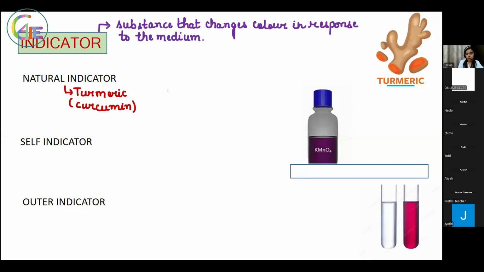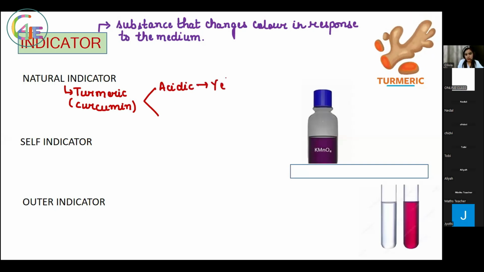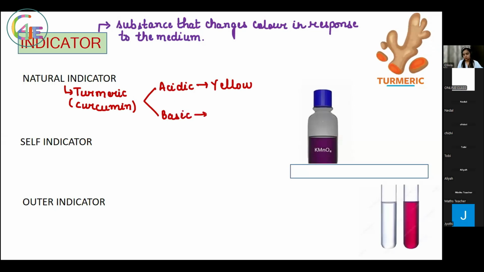Okay, so if it is in acidic medium, it remains yellow in color. If we put turmeric in basic medium, it changes its color.